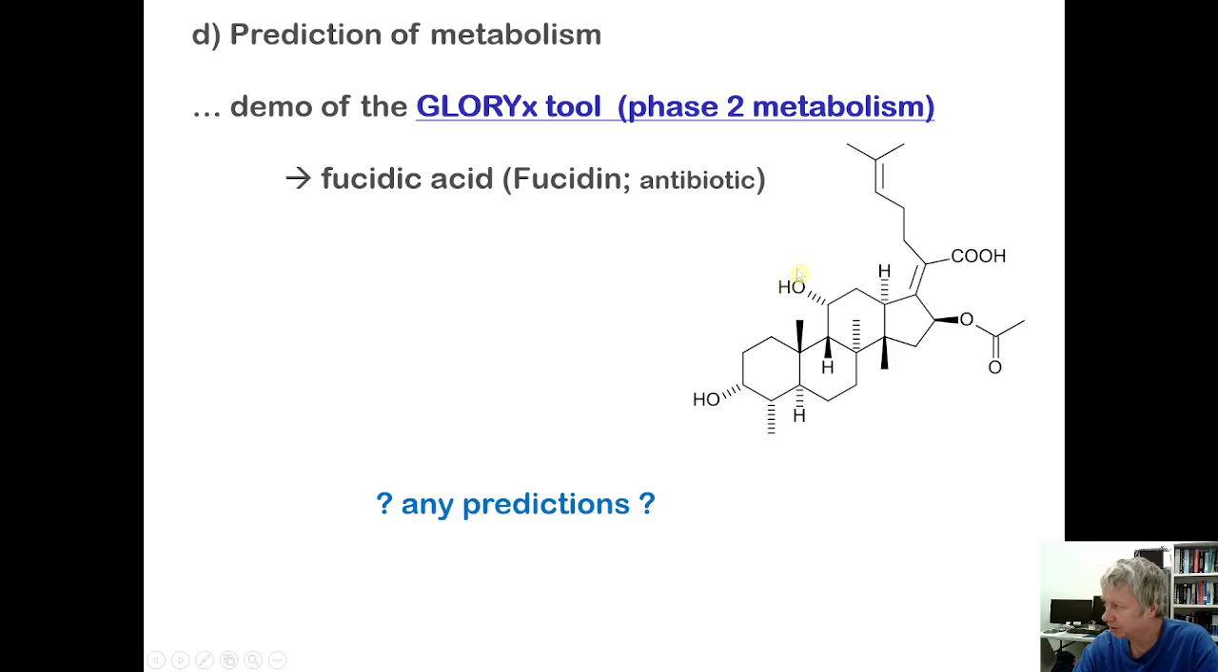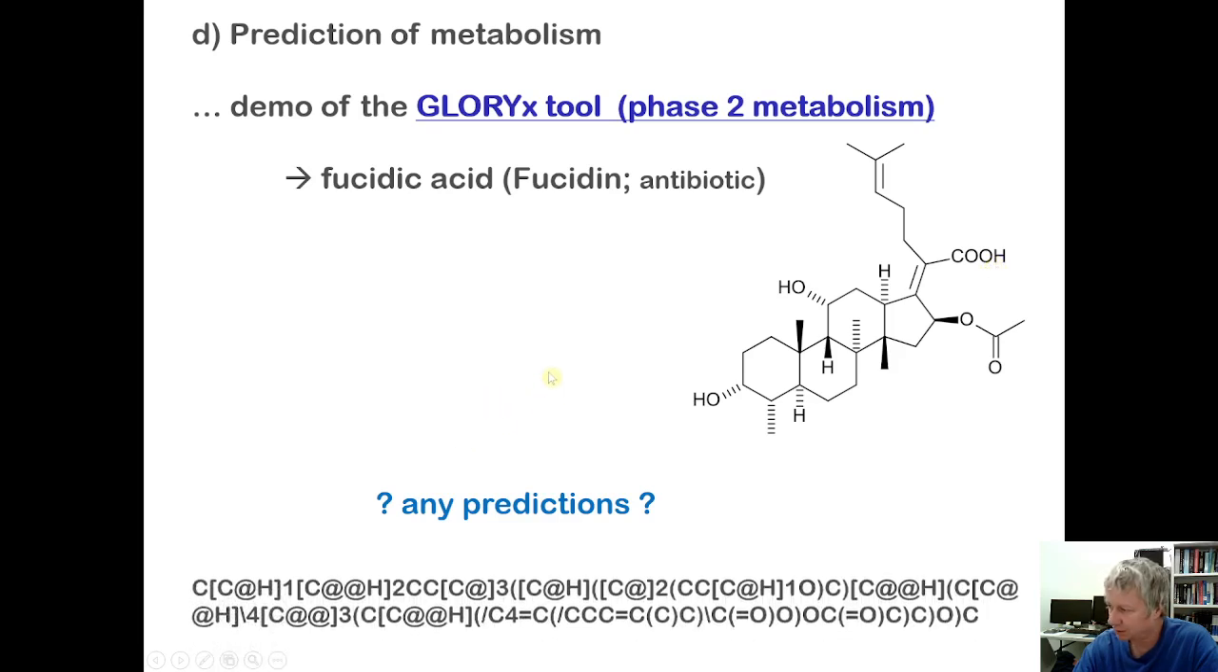glucuronidation or sulfonation, maybe something to the carboxylic acid, maybe an amino acid conjugation event like a glycine or a glutamic acid, because we learned those too. Those are my predictions. Really looking for nucleophilic atoms and thinking about the things that could happen to them.